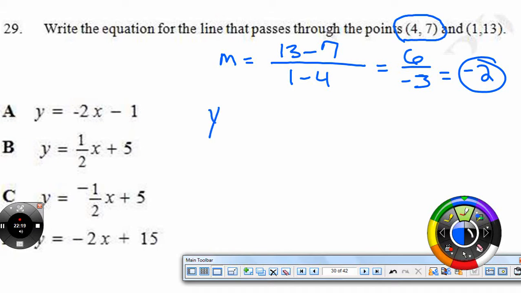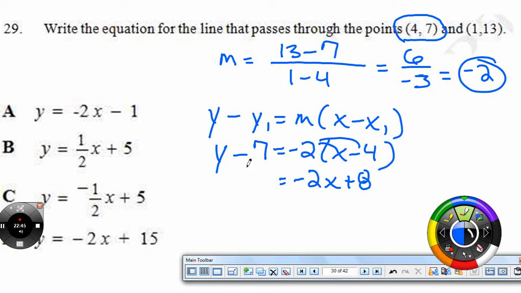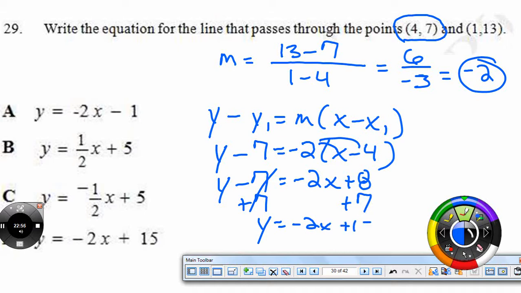Y minus y sub 1 equals slope times x minus x sub 1. Y minus the y coordinate equals the slope, x minus the x coordinate. Distribute: negative 2x plus 8 because of the two negatives, and then add 7. So we have y equals negative 2x plus 15. So that would be this one.